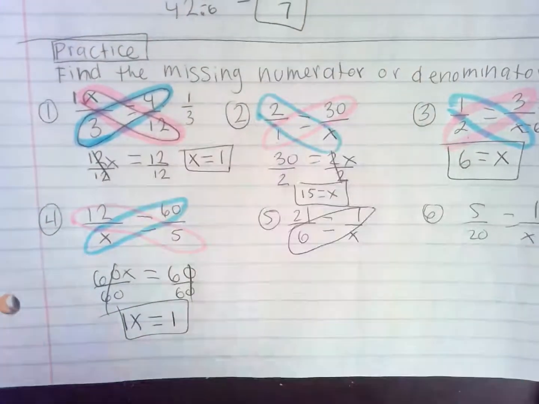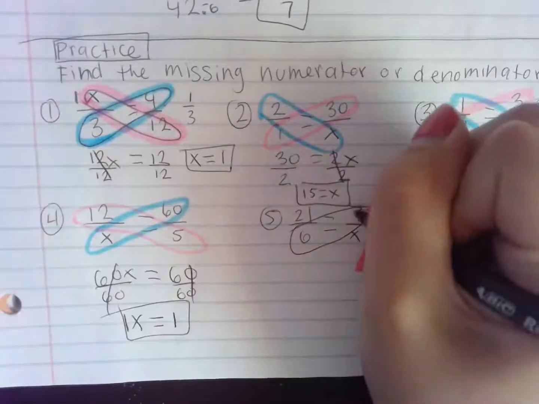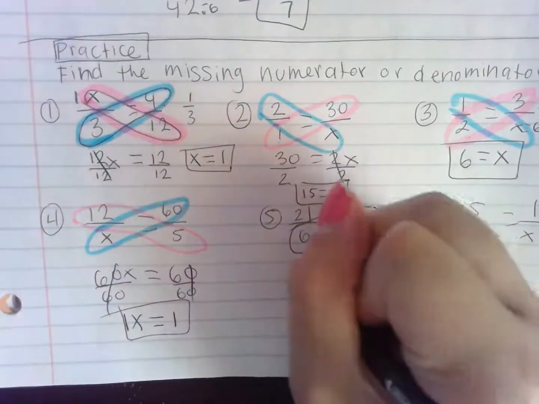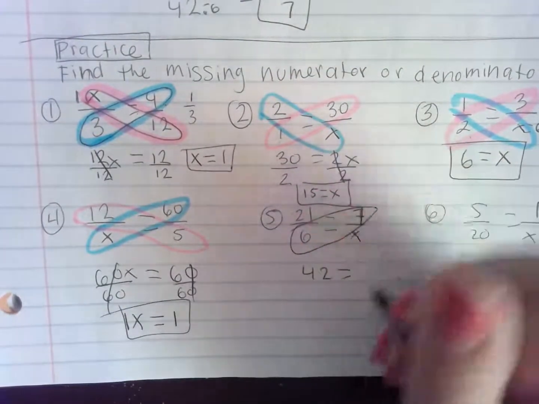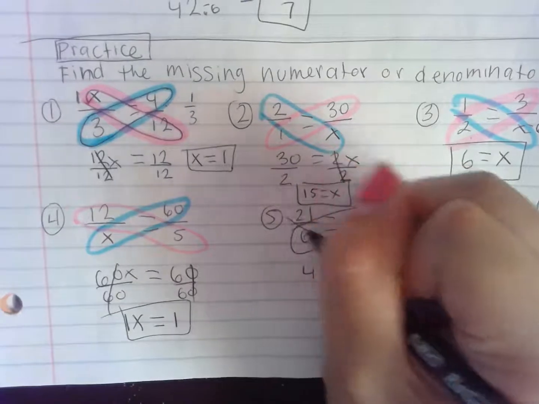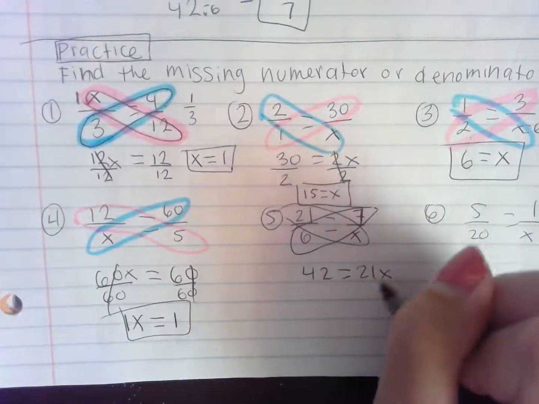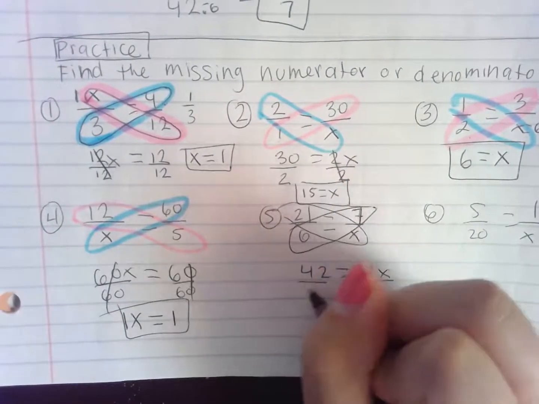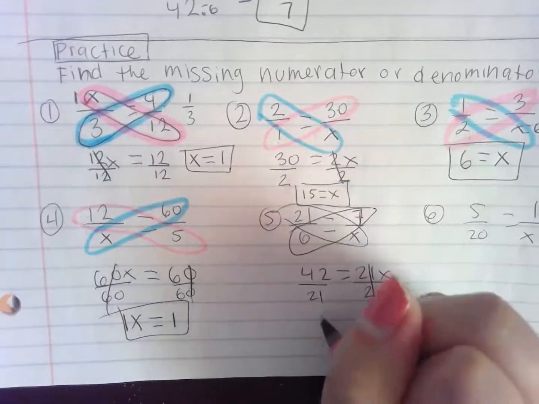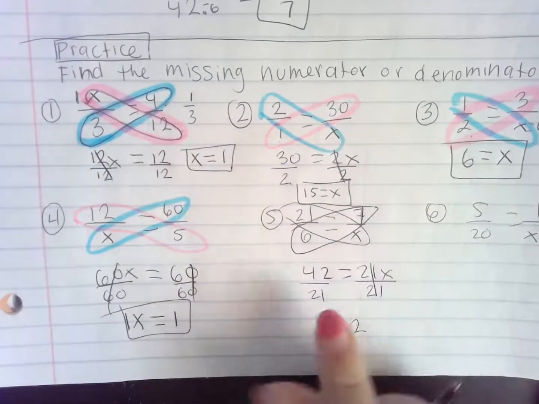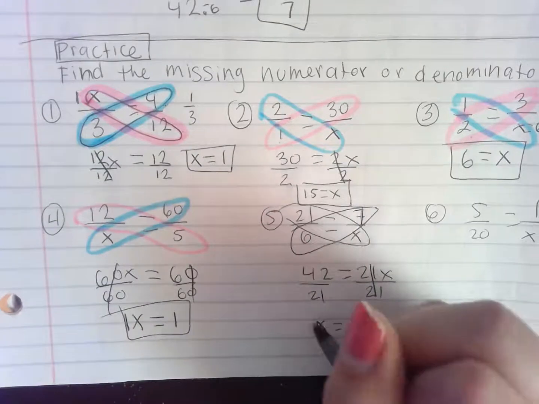Next, 6 times 7 will give me 42. 21 times x will give me 21x. Divide each side by 21. X is going to equal 2, because 21 plus 21 will give me 42.